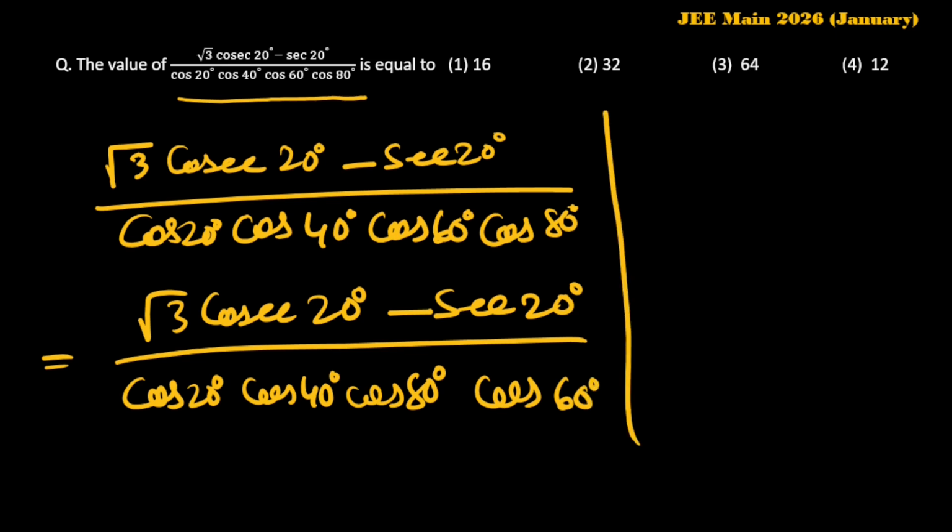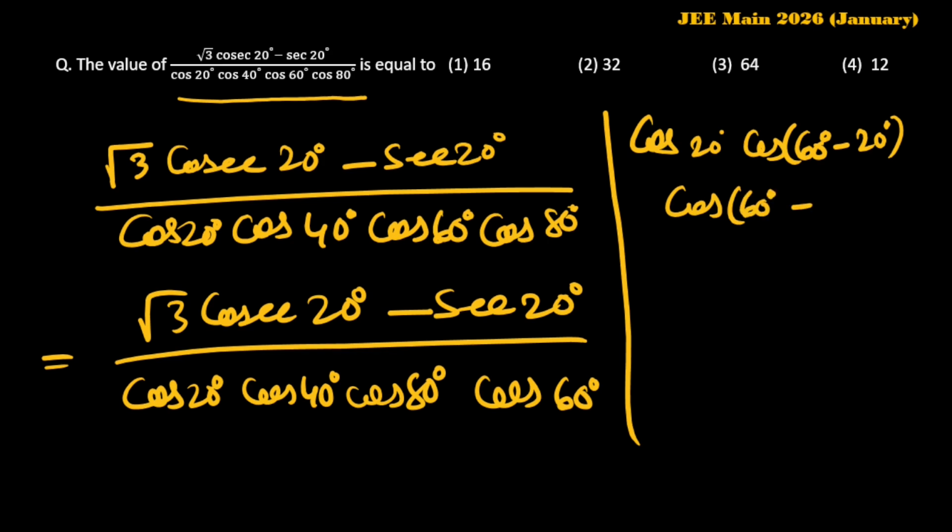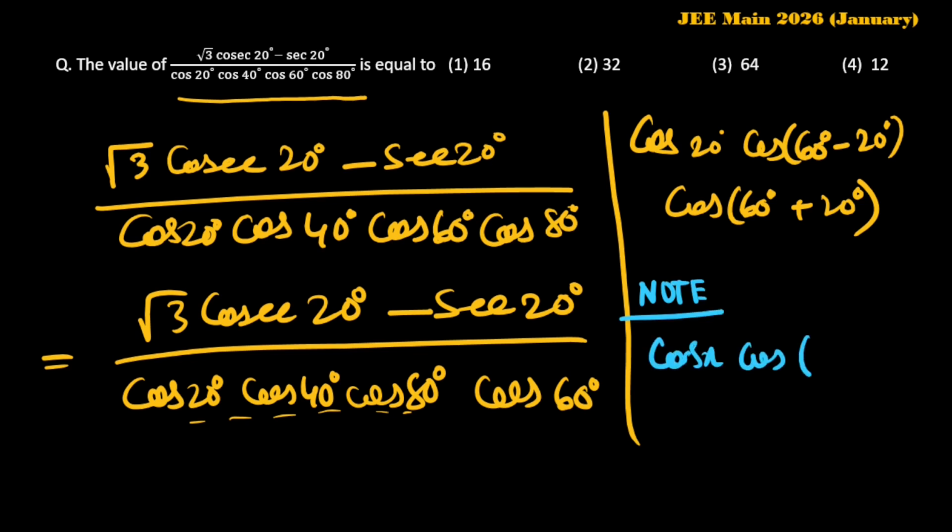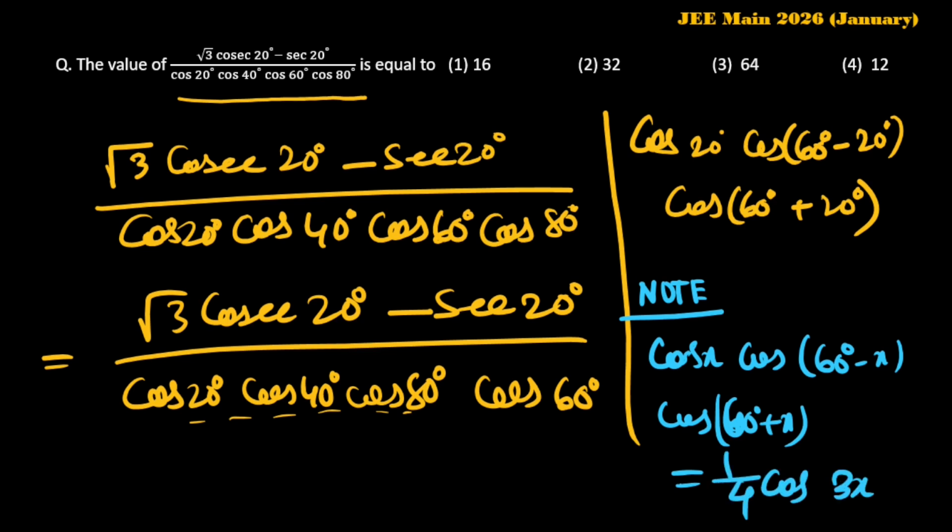So it can be written as cos 20 cos 60 minus 20, then cos 60 plus 20. We can write this term in this way. So we know one formula: cos x cos of 60 minus x and cos of 60 plus x is equal to 1 over 4 cos of 3x. So we use this formula here.